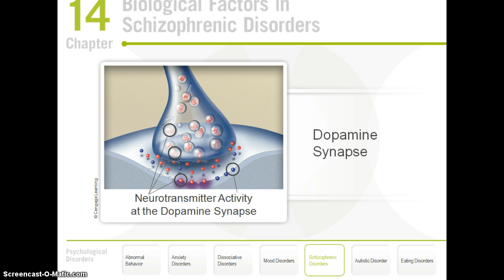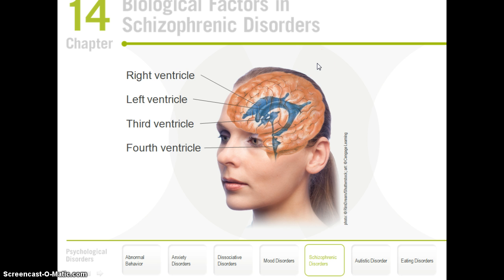Like mood disorders, schizophrenic disorders appear to be accompanied by changes in neurotransmitter activity. Excess dopamine activity has been implicated as a possible cause of schizophrenia. However, the evidence is complex and open to debate. Neurological variations may also contribute to some cases of schizophrenia. Research suggests that there is an association between schizophrenia and enlargement of the ventricles in the brain. Ventricles are the hollow, fluid-filled cavities.